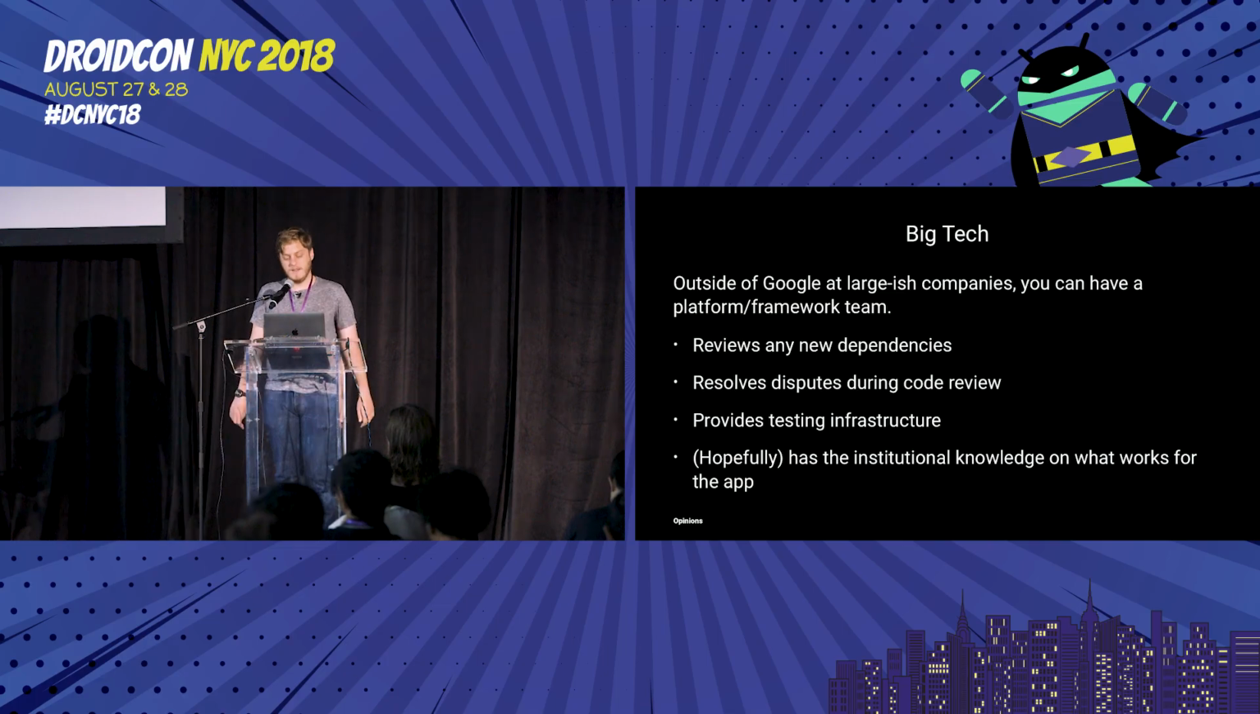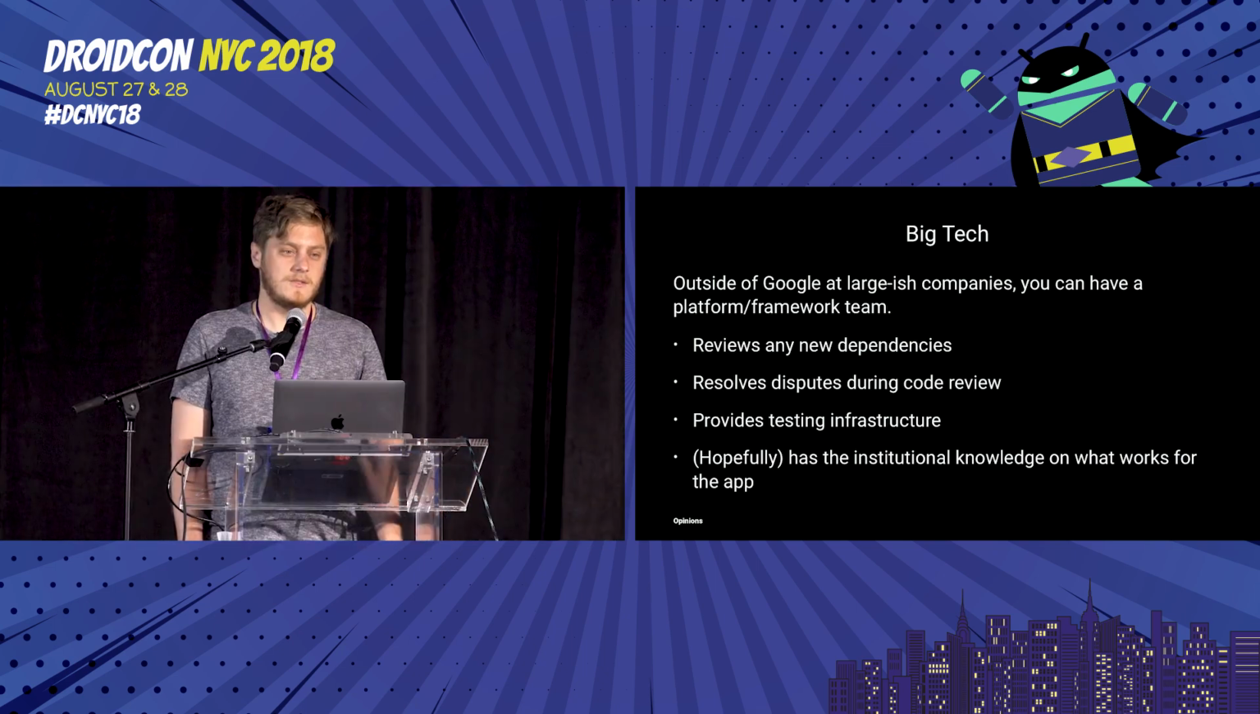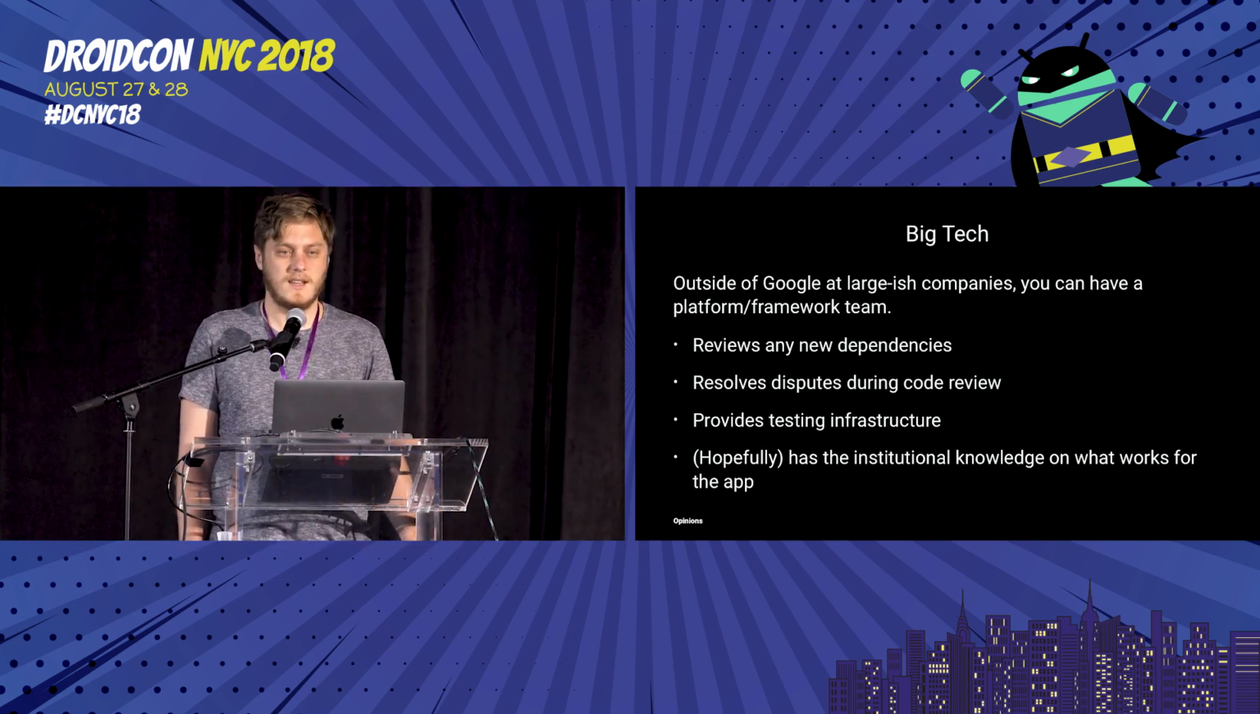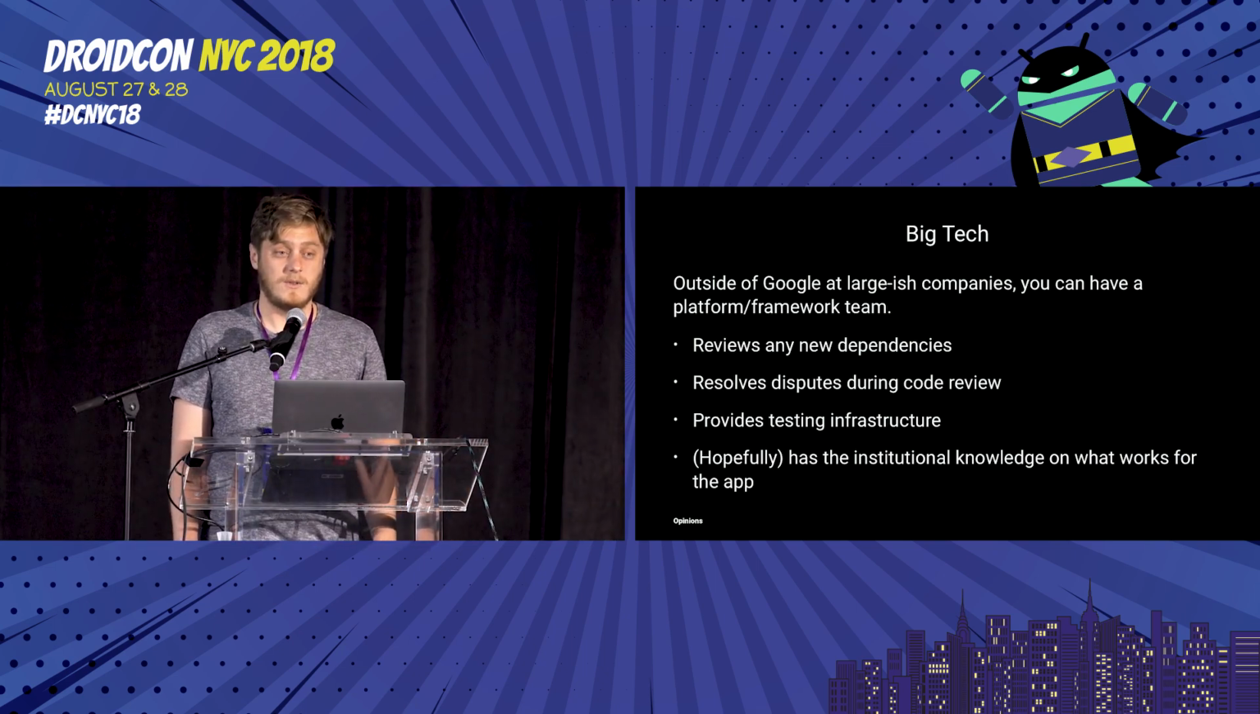The other nice thing that we actually spent a large portion of our time on is testing infrastructure. Our job was to make it so that if you were using the list of dependencies that we said we were okay with, you could actually write deterministic, non-flaky tests. UI tests, screenshot tests, everything.